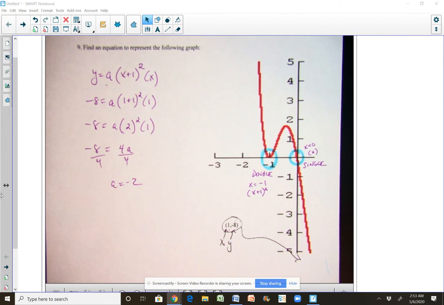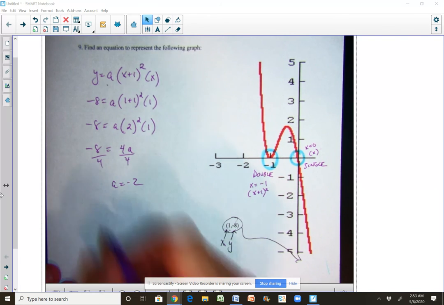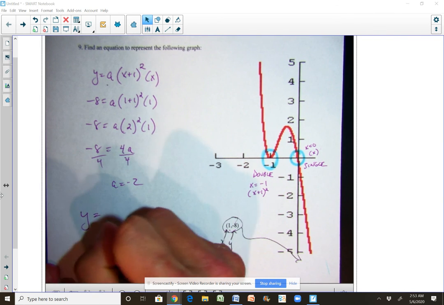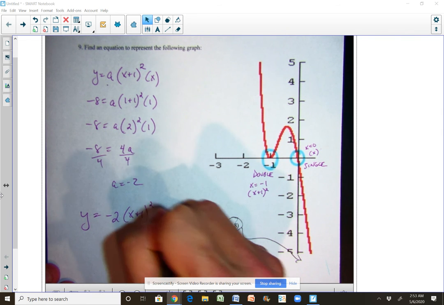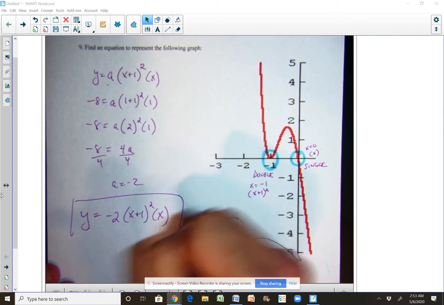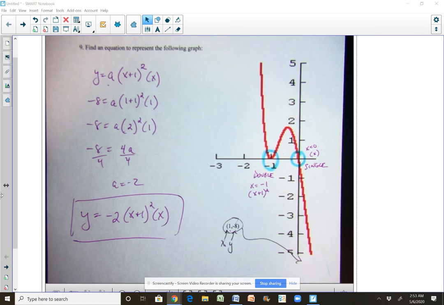And that's kind of what we were expecting anyway, because with that negative leading coefficient, we knew it had to be going upside down. So our final equation is a value goes in front, -2, x plus 1 squared times x. And if you graph that out, you should see something similar to that on a similar window, and you can always check the table of values to make sure that that coordinate's on it.